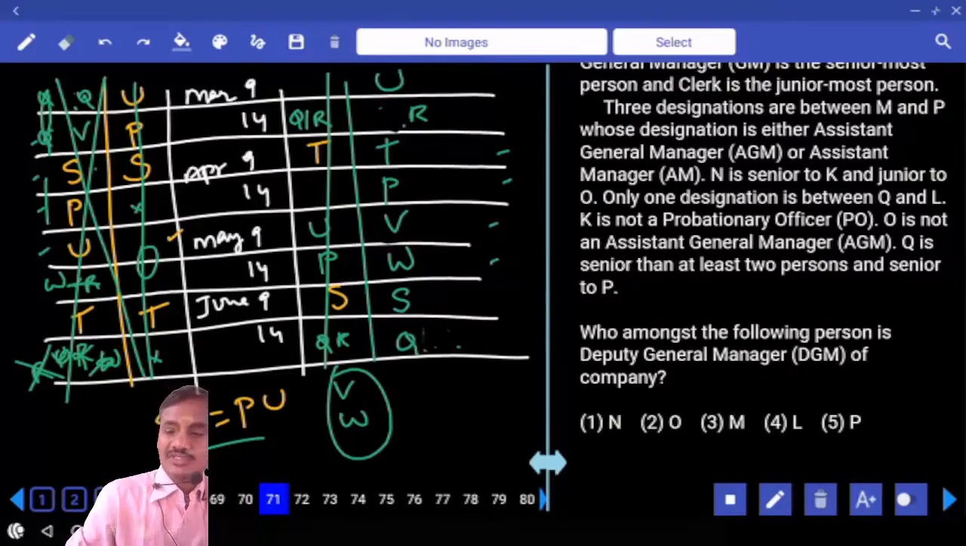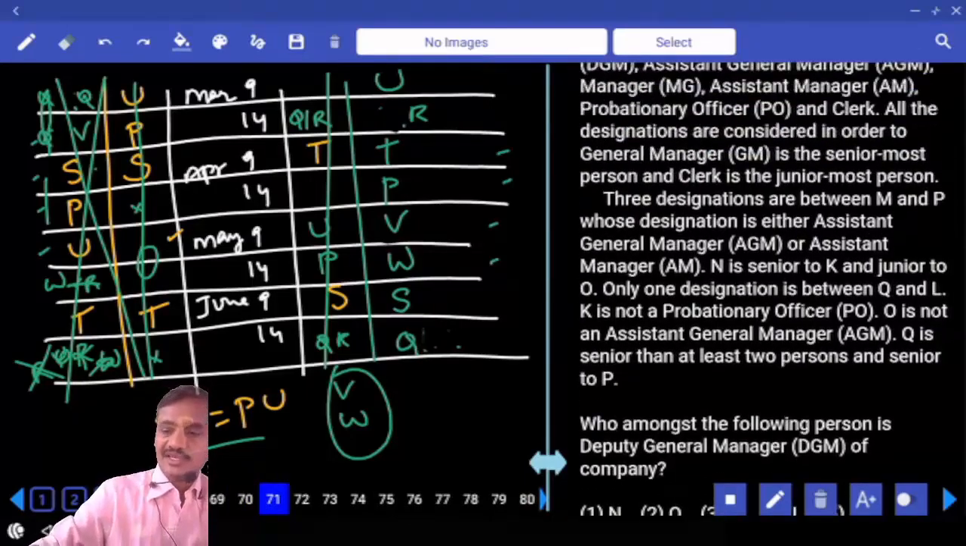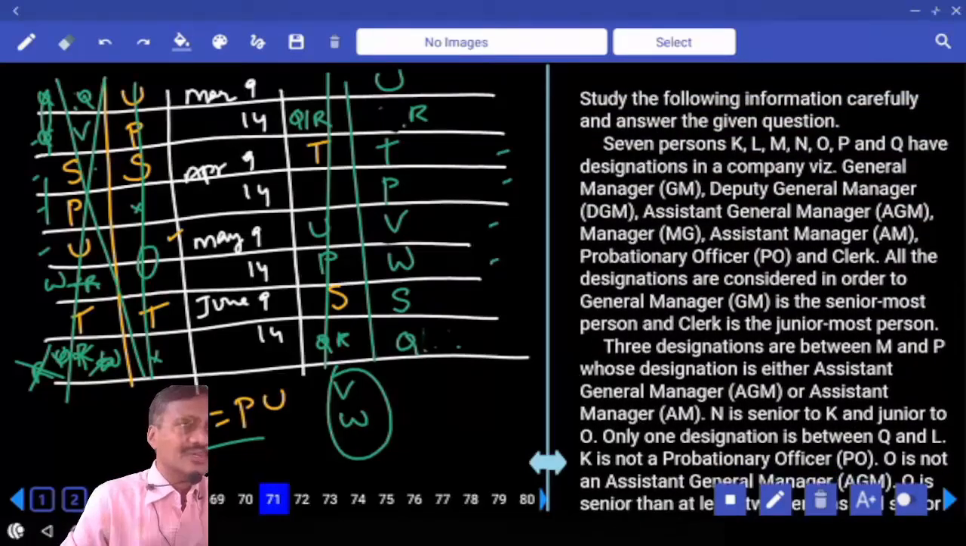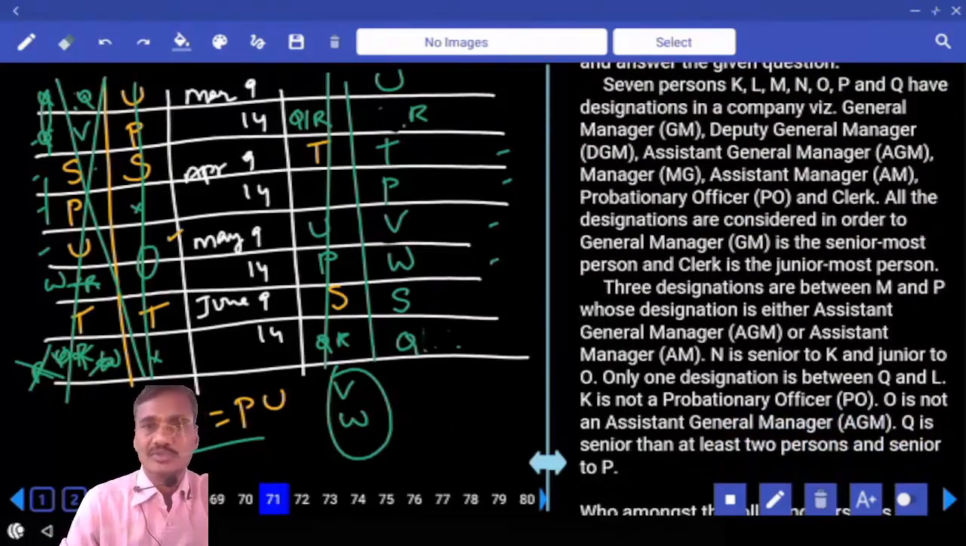Then 71 to 75, now this is the hierarchical type of questions. We have not discussed hierarchical ones recently, isn't it?